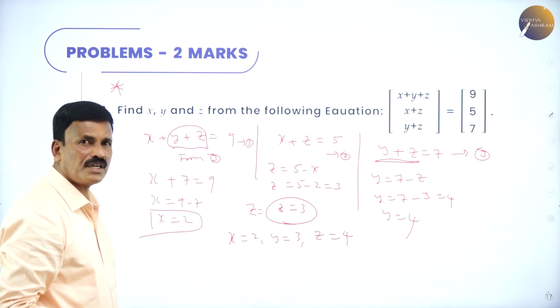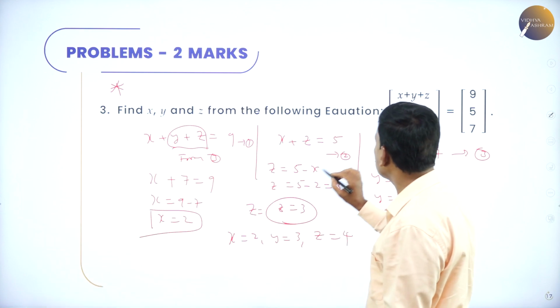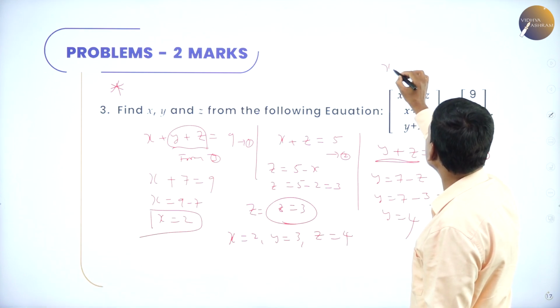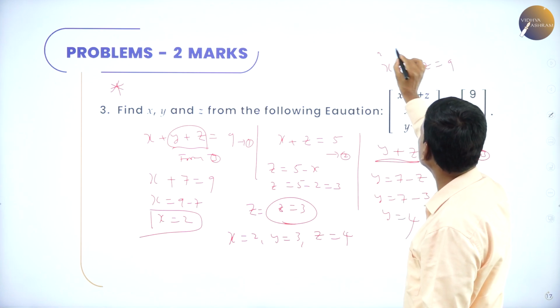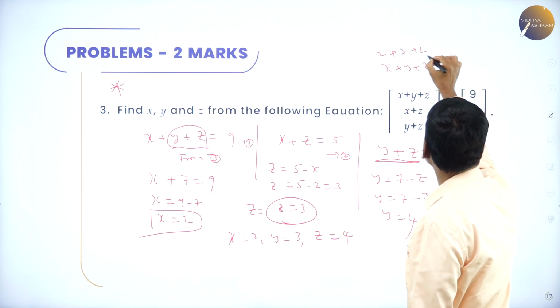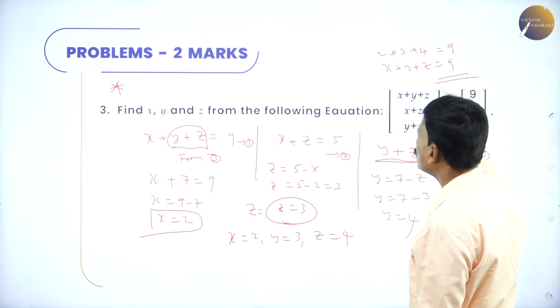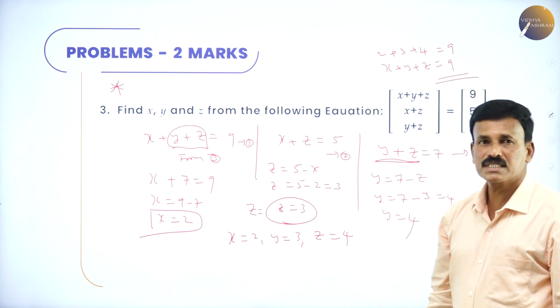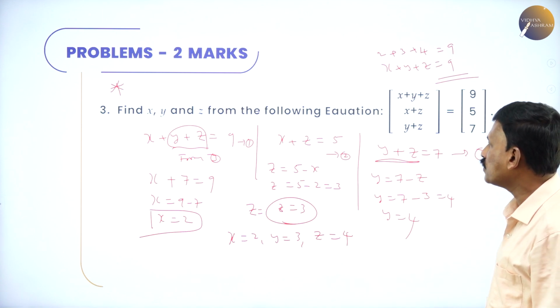If you want to verify, for verification, substitute the value of x plus y plus z. So what is here? X plus y plus z is equal to 9. What is x? 2. What is y? 4. What is z? 3. What is this? 4 plus 3, 7 plus 2 is 9. So x plus y plus z is equal to 9. This is a very simple, easy and important problem.